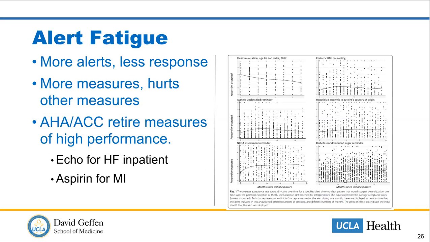So AHA/ACC tries to be mindful of this, and we try to retire old measures with very high performance. Getting an echo for inpatients with heart failure had a very high success rate. It didn't seem like something that should continuously be emphasized, so that was retired. Giving an aspirin for MI, at this point, you have to be kind of brain dead to not think about aspirin if you're treating ACS. So things like that get retired.